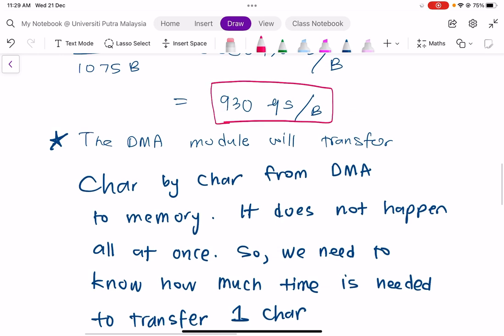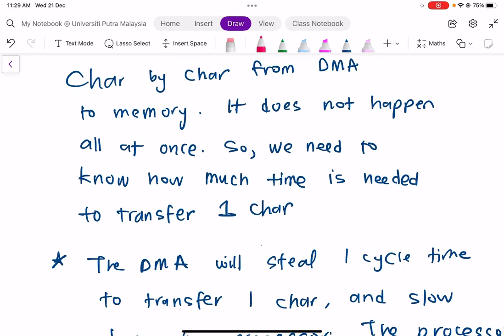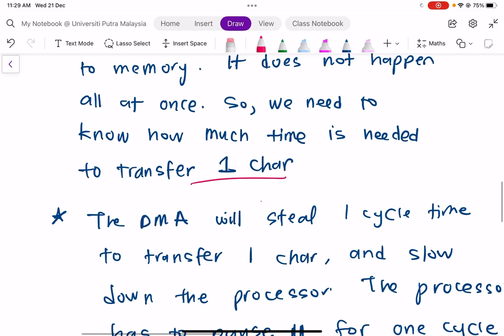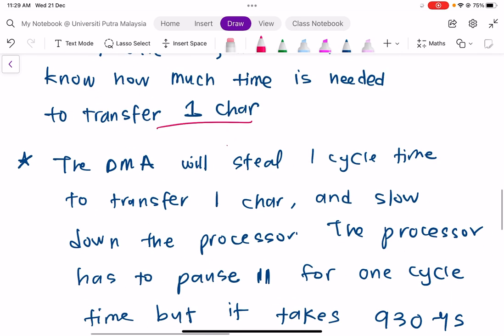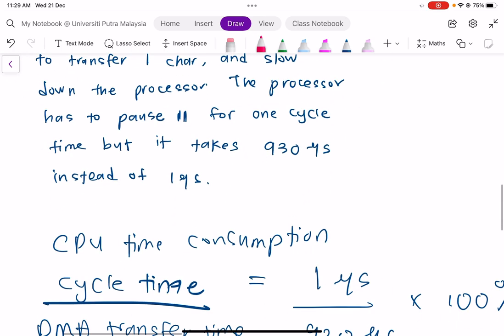Now, the DMA module will transfer character by character from the DMA to memory. It does not happen in burst. It happens one by one. It does not happen all at once. So we need to know how much time is needed to transfer only 1 character, which we have found over here. So the DMA will steal 1 cycle time to transfer 1 character and slow down the processor, but actually it does not steal one cycle time. It steals in between and delays the processor or makes the processor pause.